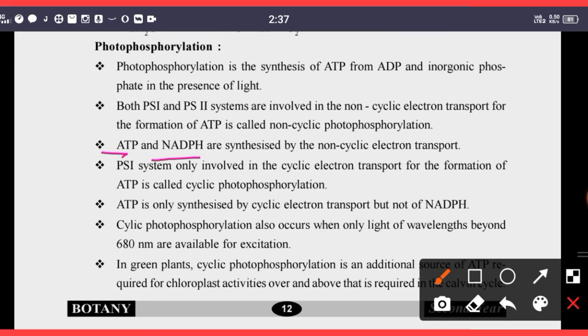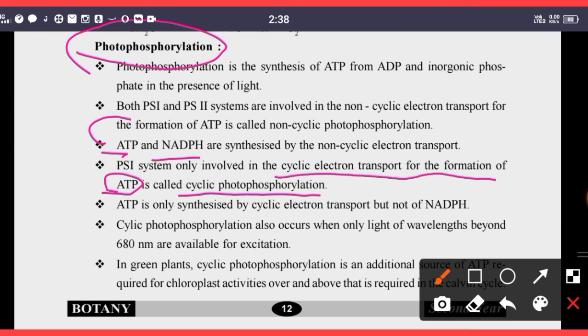Photosystem 1 alone is involved in cyclic electron transport for the formation of only ATP, so it is called cyclic photophosphorylation. So photophosphorylation is of two types: non-cyclic photophosphorylation and cyclic photophosphorylation. In non-cyclic photophosphorylation, both PS1 and PS2 reaction centers participate, and both assimilatory powers, ATP and NADPH, are released.